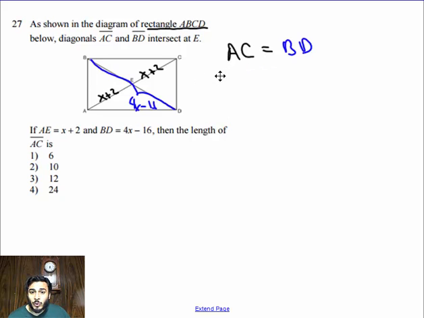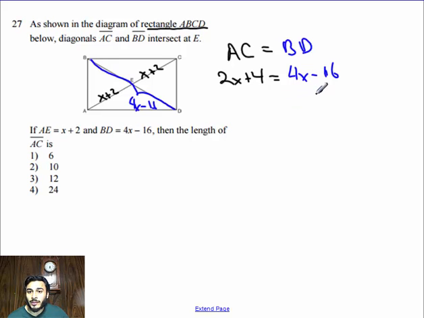So I'll get 2x plus 4. Whoa. Where did the 2x plus 4 come from? Well, you got to add x plus 2 and x plus 2, and you'll get the whole diagonal AC. See how I did that? And we're given the whole diagonal BD as 4x minus 16. So let's go ahead and solve for x.